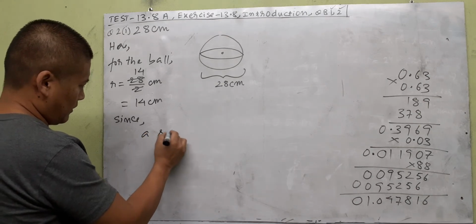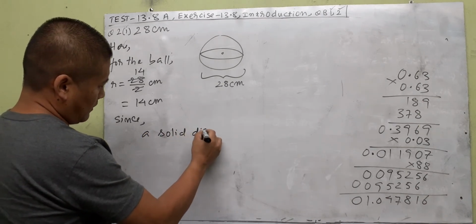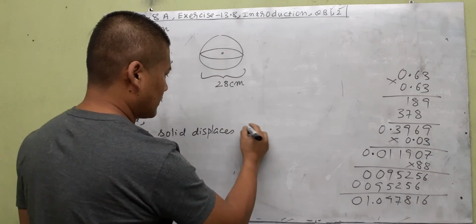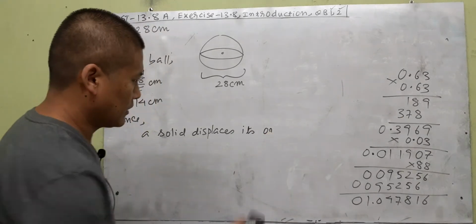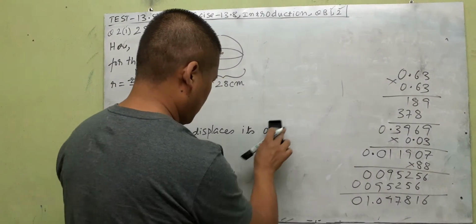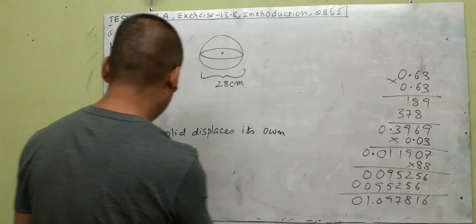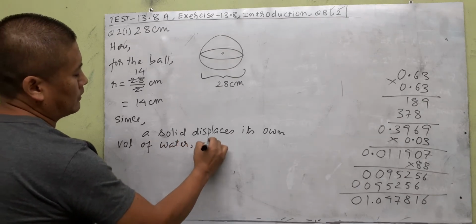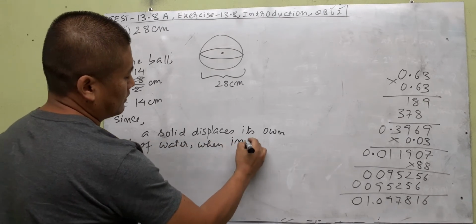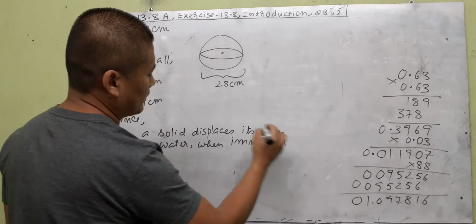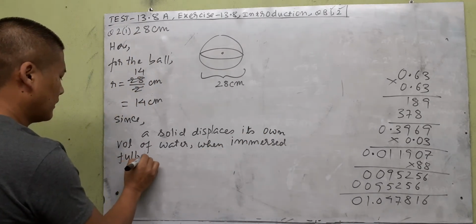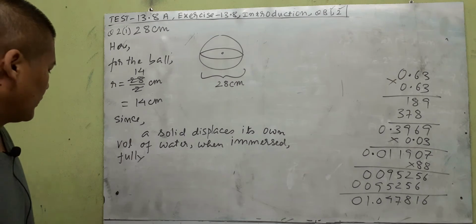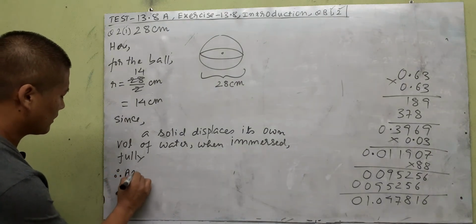since a solid displaces, because sphere is a solid, its own volume of water when immersed. Immersed means put inside water, immersed fully. When everything is put inside water, it displaces its own volume of water. So because of this, we can easily find out the amount of water displaced.